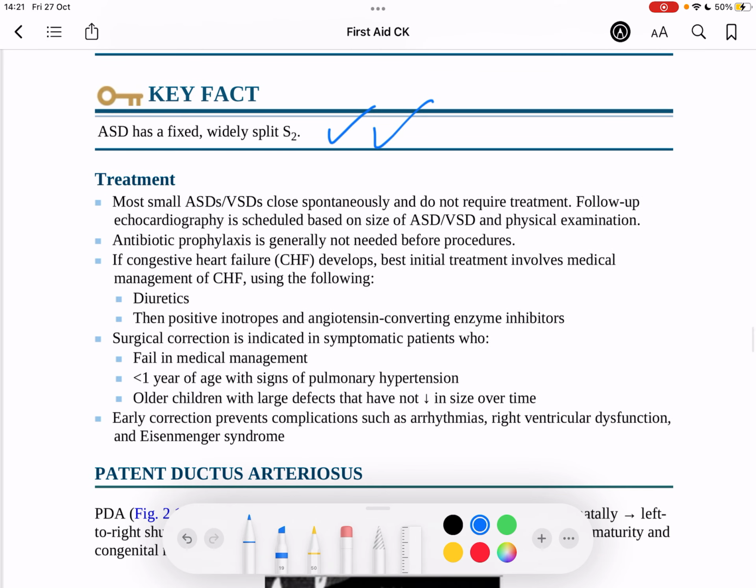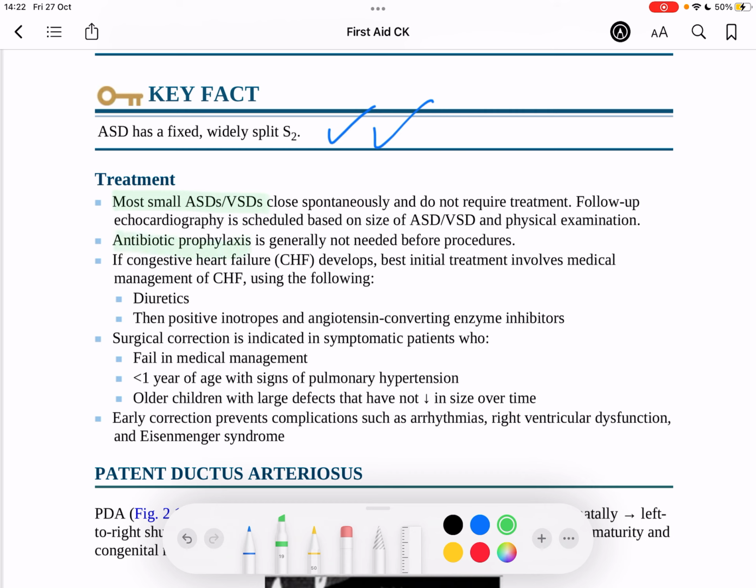I want to talk a little bit about treatment of the defects. So most small ASDs and VSDs are going to close spontaneously and they don't require any treatment because they're asymptomatic. We should be doing follow-up echocardiograms essentially based on the size of the ASD and VSD and the physical examination.